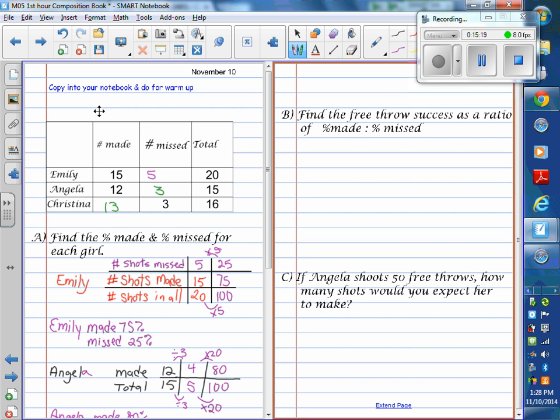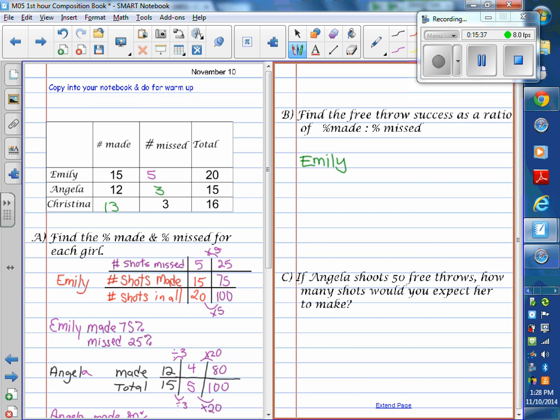Okay. So that's a basketball problem. So boys and girls, when it says find a free throw success as a ratio of percent made to percent missed, an example would be Emily.